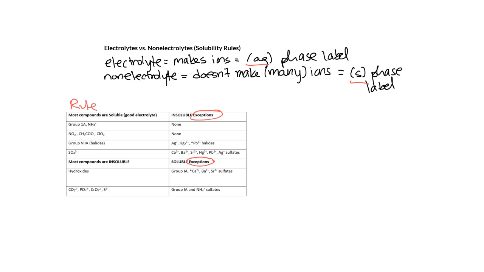You look at a rule and you say, oh, well, sodium chloride, NaCl. Hey, look, there's a group 1A. It's totally soluble because where I am in the rules, there are no exceptions. I'll give it an aq phase label. Or maybe PbCO3. If I look at lead 2 carbonate, I'll erase what I've done here so that it's a little easier to see.